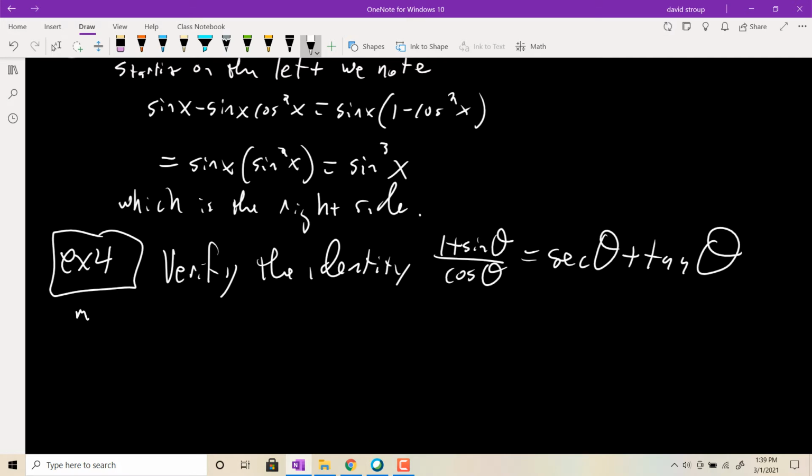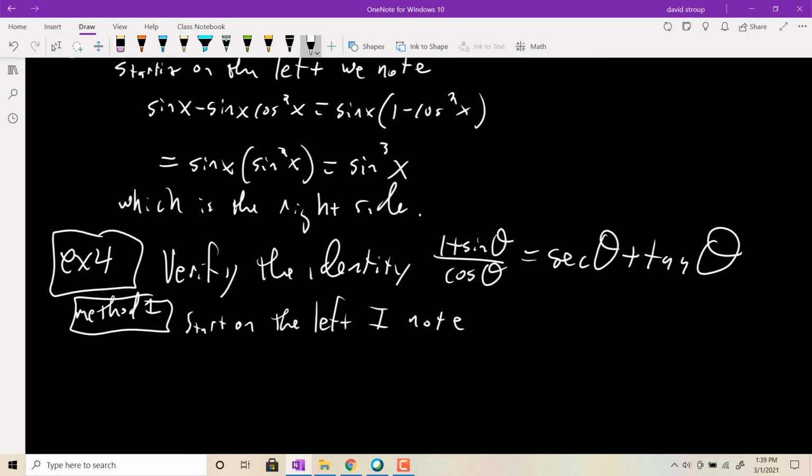Okay, so method 1. This time I'm going to start on the left-hand side. Starting on the left, I note, what you could do is take this expression, 1 plus sine theta over cosine theta, and butterfly it, right? Because ultimately on the right, we want two separate things, and we have one thing here. So it's kind of intuitive. I can separate this into two fractions and then see what you get. Starting on the left, I can separate it into two fractions. It's basically just the reverse of finding a common denominator.